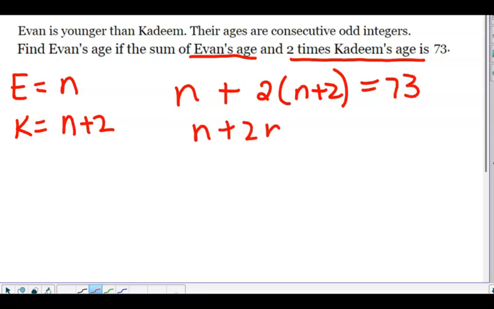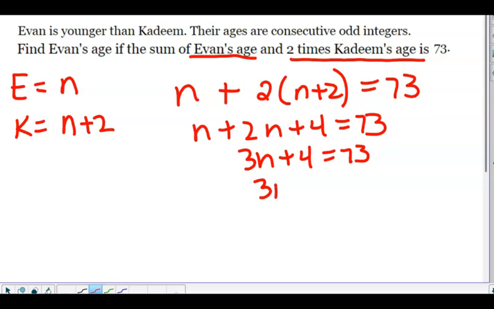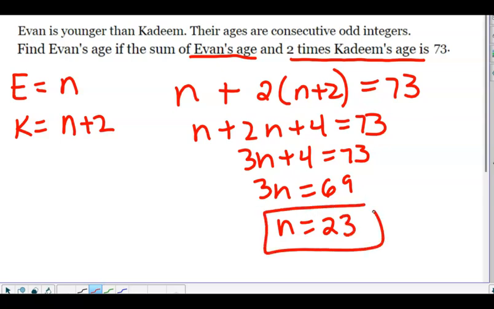Distribute. Combine like terms. Subtract 4 on both sides. Divide both sides by 3. And now we know how old Evan is.